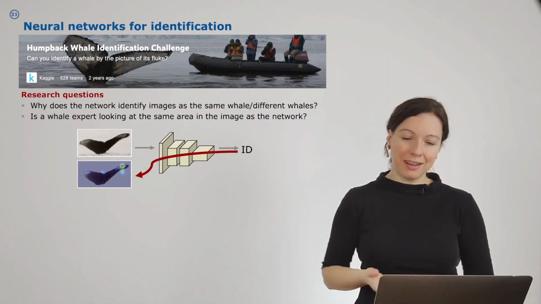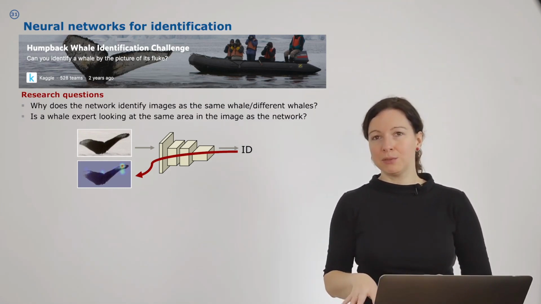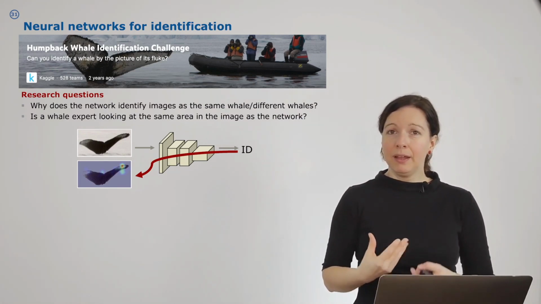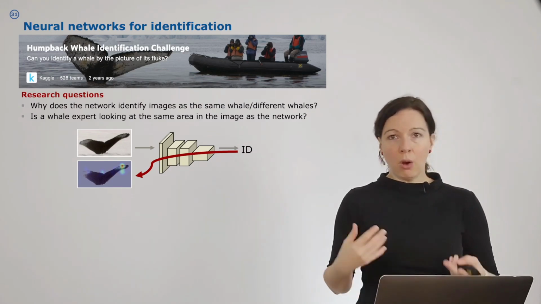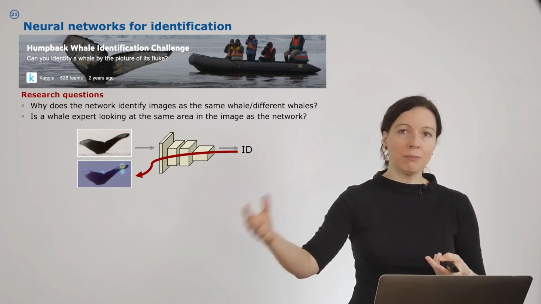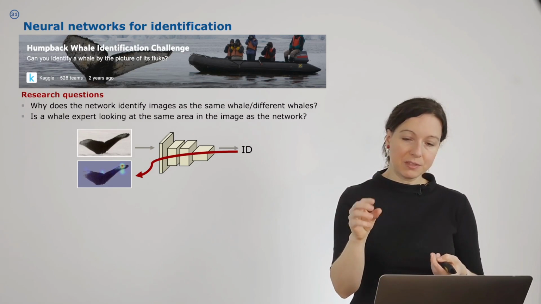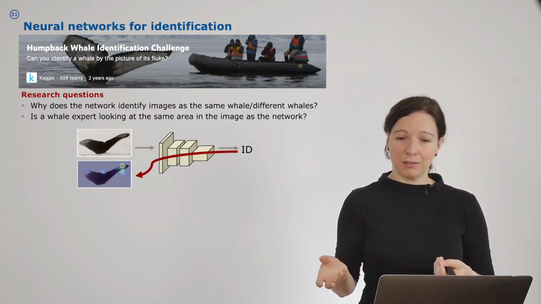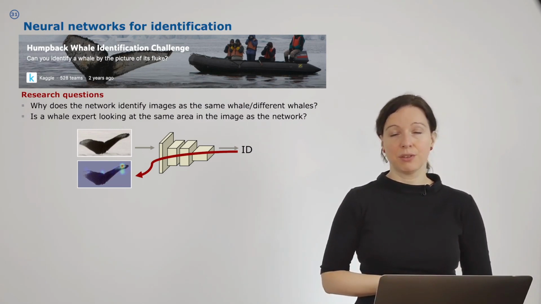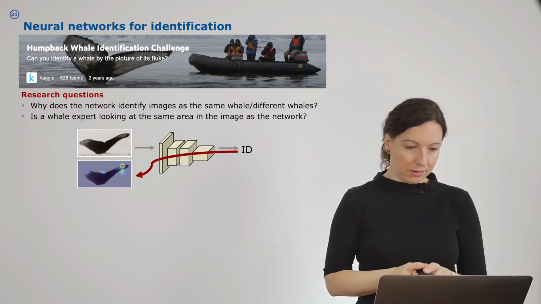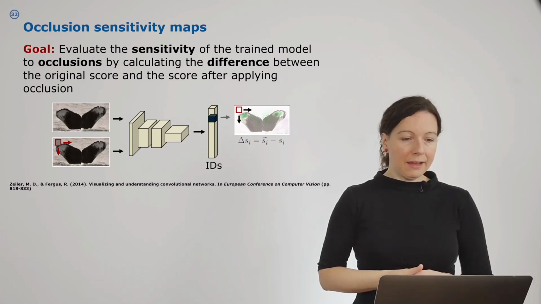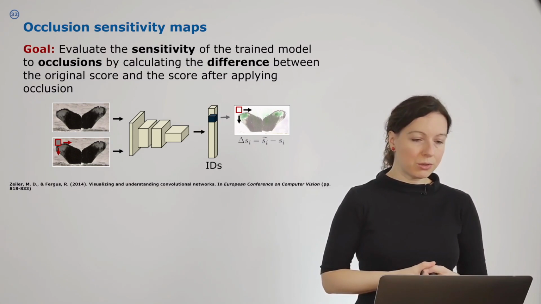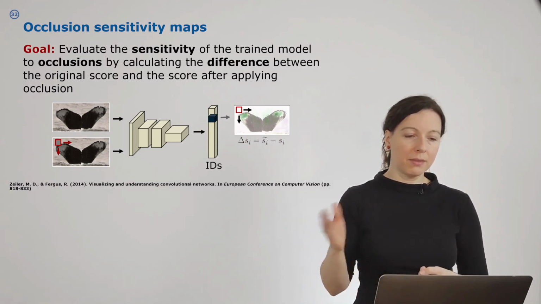But also the network behaves similar to a whale expert who can exploit the domain knowledge in a much better way. So for example, we know that scars can change over time. So if a network looks at specific scars, it might not be a good, relevant feature for the identification.